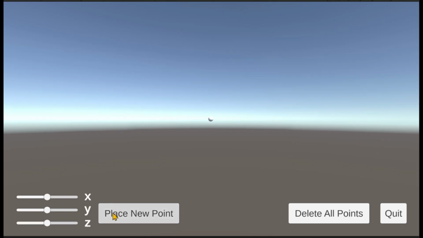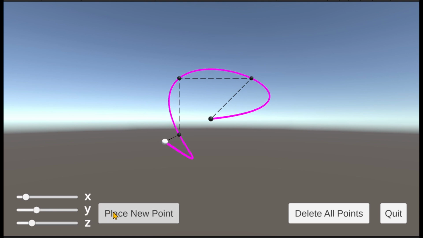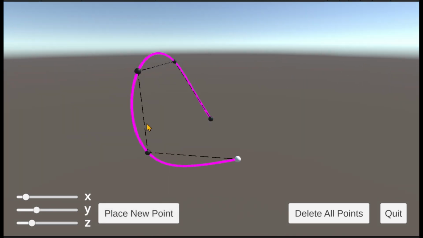I also enhanced this project by making it 3D, allowing for dynamic viewing of the curve with the added z-axis. I made placing points easy in this 3D space by using sliders and a visible sphere to show where the point will be placed.